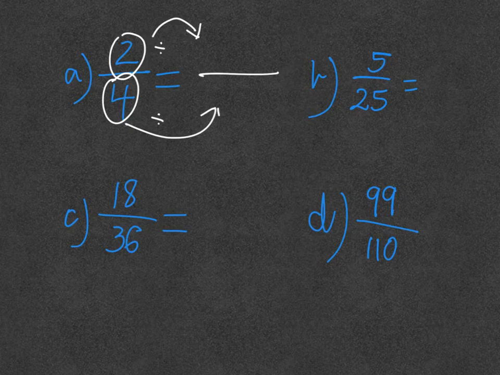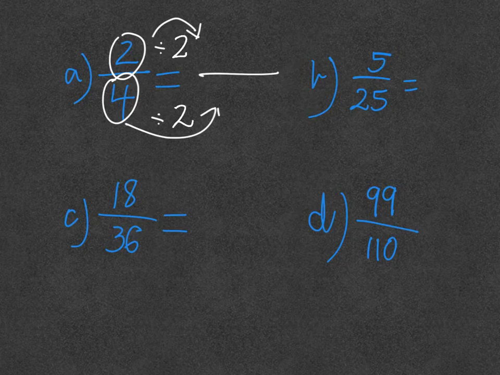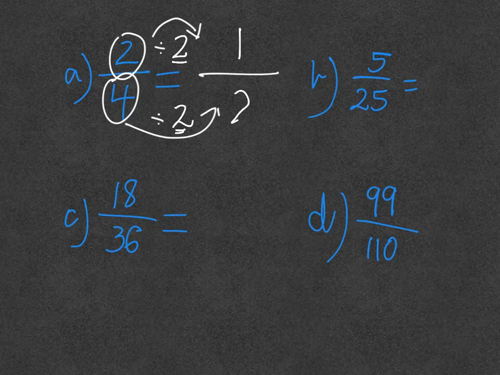So let's have a look at what we can do. We can't do 1, because that would obviously give us the same number, but I'm wondering if we can do 2. Can we divide 2 by 2? Yes, we can. Can we do 4 divided by 2? Yes, we can. Whatever we do here, we must do the same here. So 2 divided by 2 is 1, and 4 divided by 2 is 2. So there we have it. 2 quarters can be simplified to 1/2.